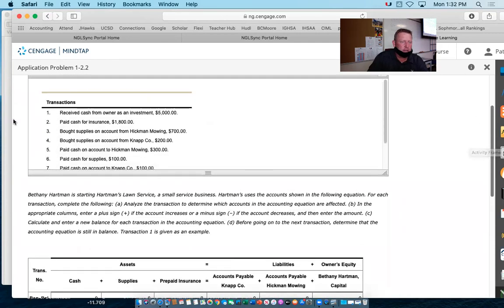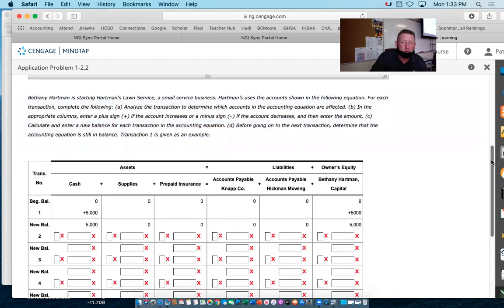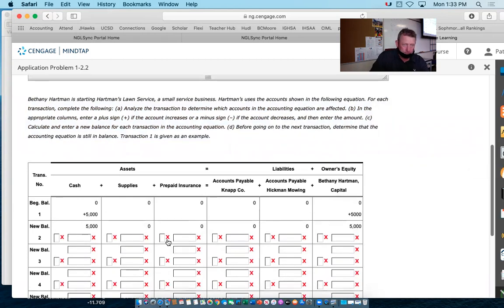So the first transaction said receive cash from owner's investment, right? $5,000. They said they did the one for you. You have to read instructions. They will help you. No one's ever read instructions too often and said, boy, I've got dumber. It'll only help you a little bit.